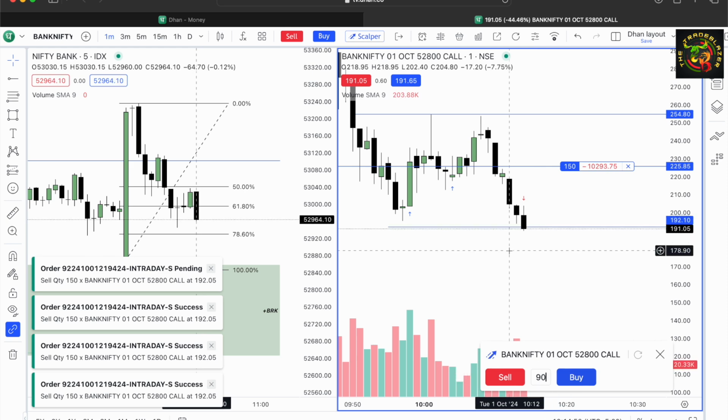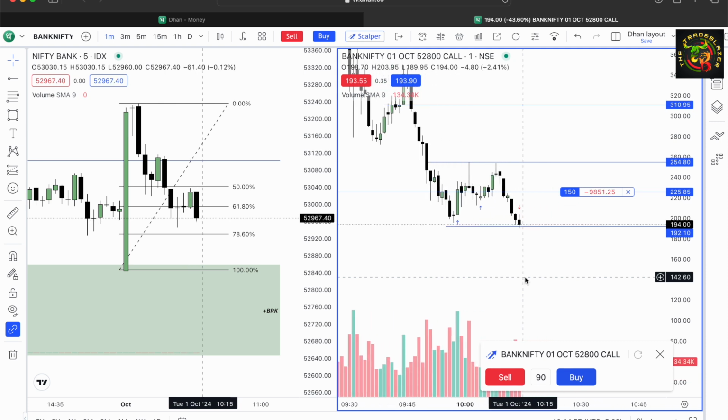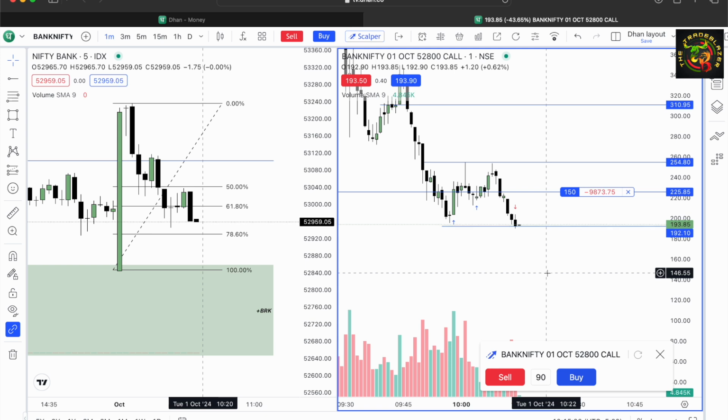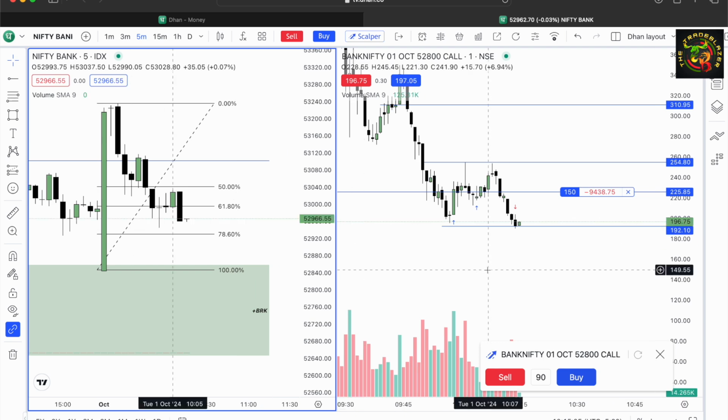SL has been taken out for the first initial quantity, guys. So for the partial quantity now, I'm holding the remaining half of the quantity. So we'll see how this goes on from here.